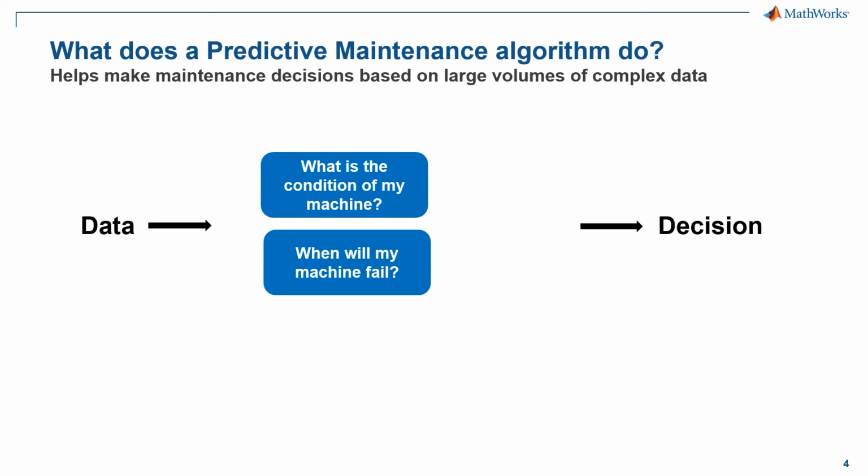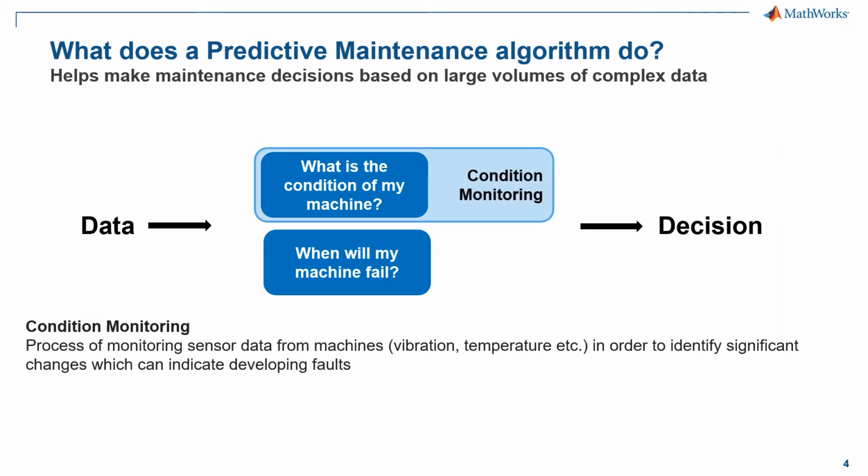Okay, the first one, what is the condition of my machine? This falls into a bucket called condition monitoring. So we're going to take sensor data, and we're going to monitor it as it comes off the machines in order to be able to identify when changes are occurring, so that we can indicate when a fault is developing or when failure is getting closer to happening. So that's looking at current data to see the current state of the machine.